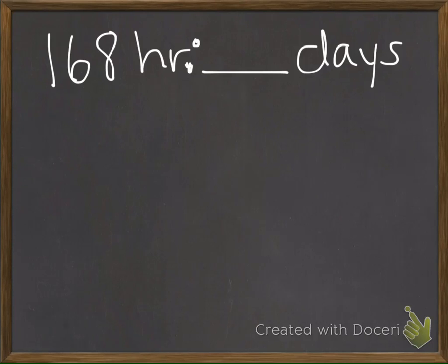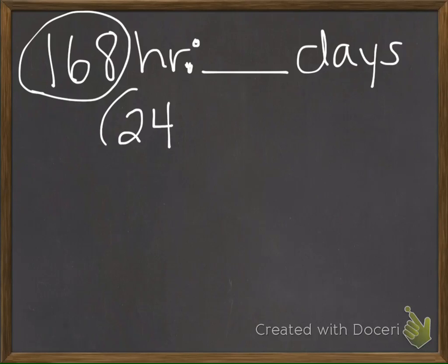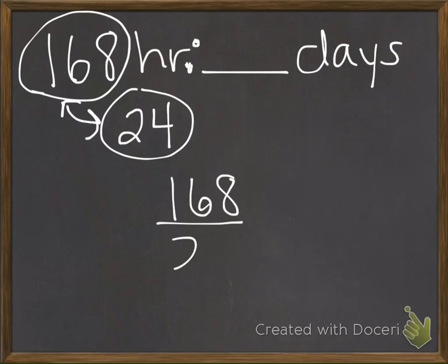So 168 hours. What is our conversion factor between hours and days? 24. All right, so now we have 24 as our conversion factor. Now we have to decide what we are going to do with these two numbers, 168 and 24. We already agreed on that. We're going to divide. So 168 divided by 24 would give us how many days? 7 days. Very good.